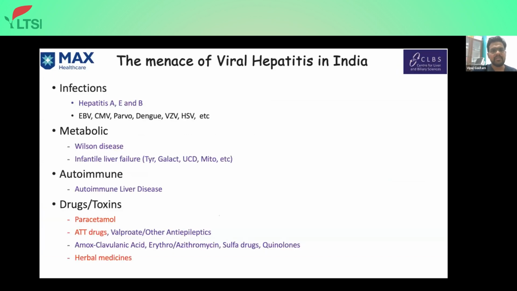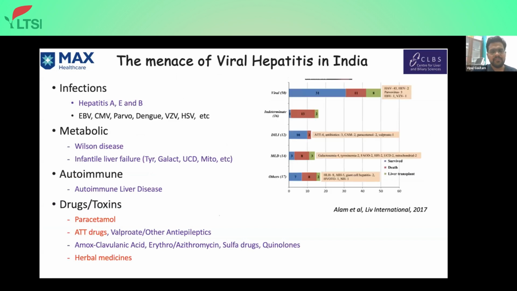So as we know, there's a wrath of viral hepatitis on India. Mostly hepatitis A and E are doing a very bad job. And almost 50% of various cohorts are because of hepatitis A and E. Like in this study, almost 50% are viral. The rest are metabolic, as we are dealing with pediatric, and autoimmune and drug induced.